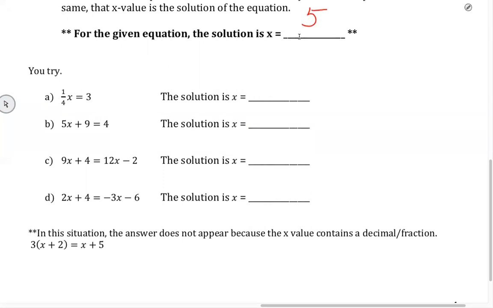Now, what I want you guys to do is answer A, B, C, and D. You can use the graphing calculator method. You could solve it straight up. Or if you know another way, you could do it that way. But I'm going to give you guys a couple minutes to get that done, and then we'll go over it.